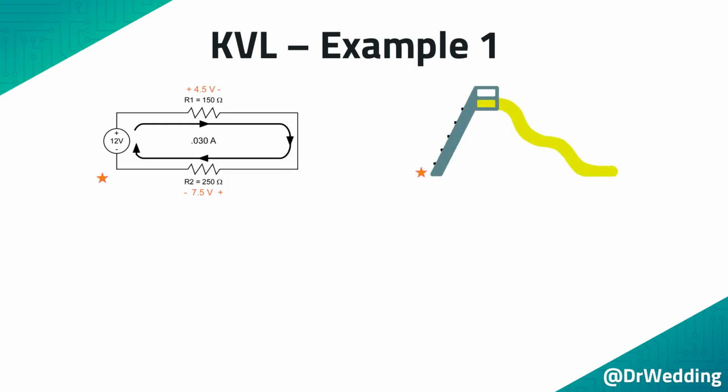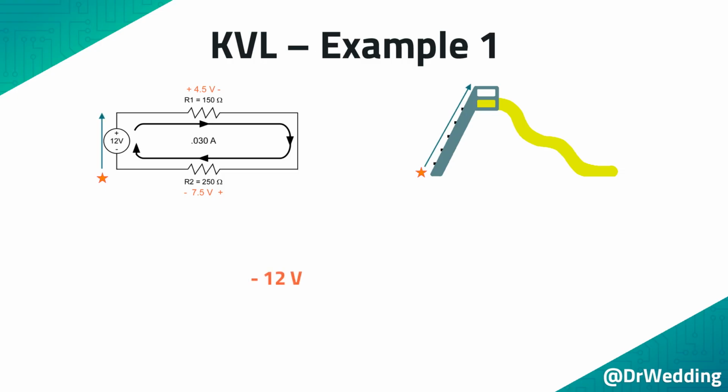Pick any spot on the circuit. It does not matter. In this example, we will start just under the power supply on the lower left of the schematic. This is like standing at the bottom of the ladder on the slide. Now we need to pick a path. In this example, we will go clockwise around the circuit.